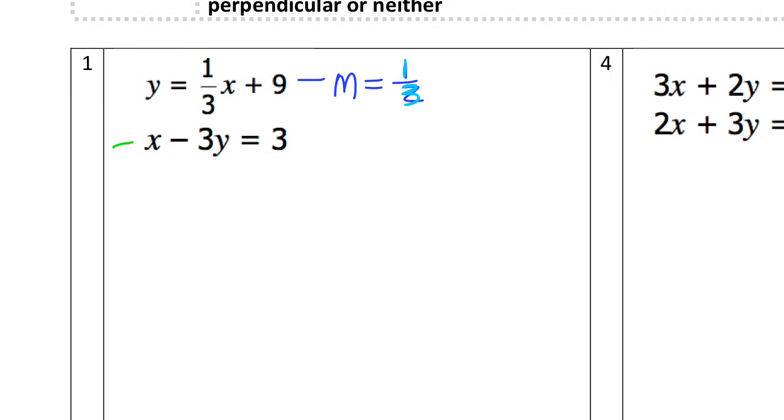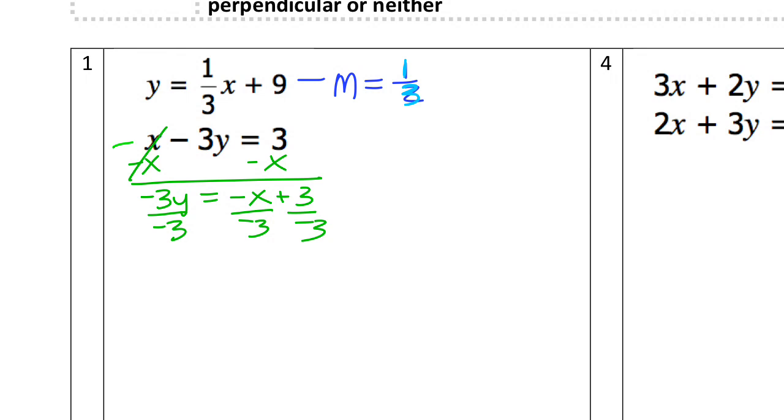Okay, so coming back to the second equation, I need to solve this for y. So if I'm solving this equation for y, I want to get rid of the x term. This is a positive x term, so I'm going to take away x. I'm left with negative 3y equals negative x plus 3. And the last thing I would need to do is divide everything by negative 3. And that gives me y equals, well, I know in front of this x is really a 1. And a negative divided by a negative is a positive. So I know this is 1/3 x minus 1.